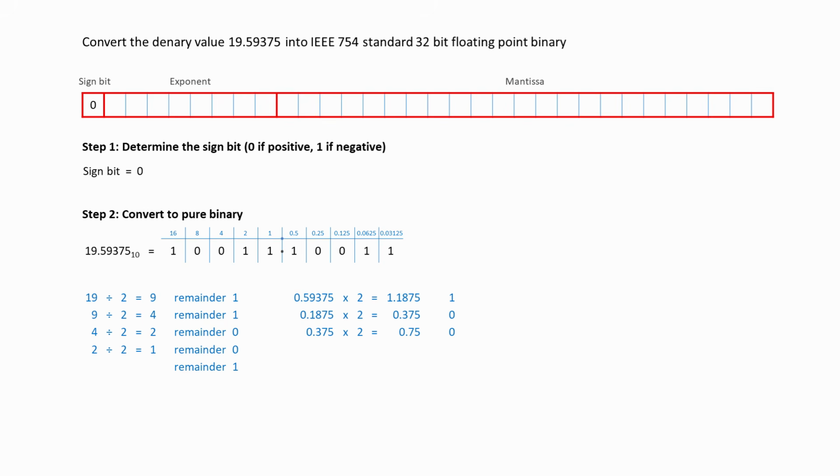0.375 times 2 is 0.75. Another 0 is generated. 0.75 times 2 is 1.5, so this time you have a 1. And finally, 0.5 times 2 is 1. This is when to stop, when the fractional part is 0. This method of converting from denary to binary is particularly good for spotting a recurring sequence of bits, as you'll see later.